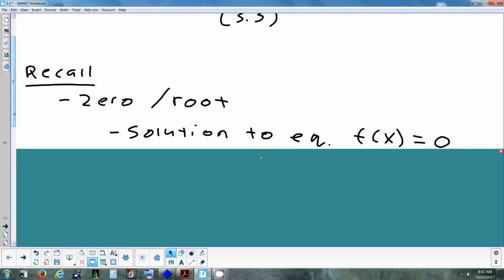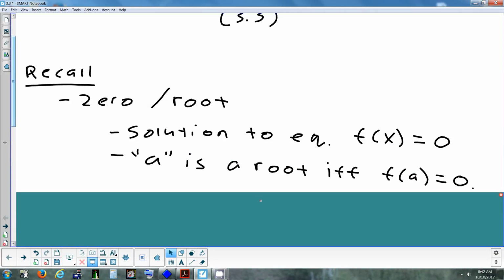All right, so just a couple reminders about what it means for something to be a root or a zero. If you have a number that is a root or a zero of an equation, that means when you plug it in for x, you get 0 for y. And this next statement is a biconditional. You can say it both ways.